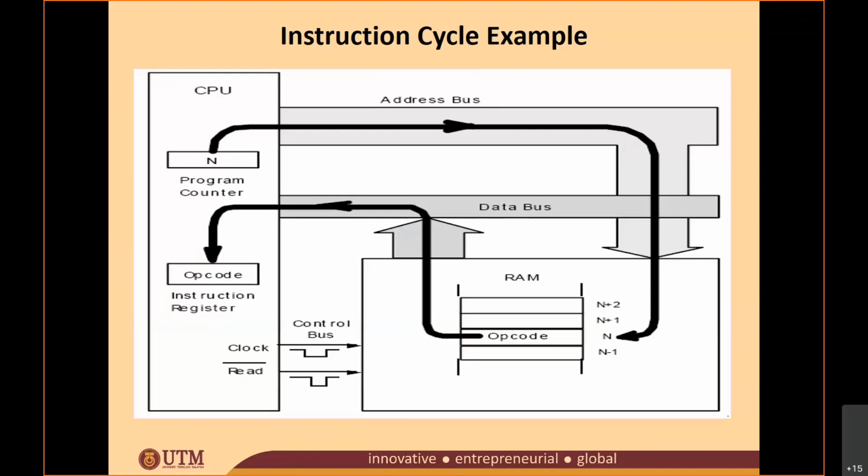So this is your program counter. The program counter takes the address of the instruction and then puts it into your instruction register. Once the instruction is put into the instruction register, the program counter is incremented by 1, and after that, the instruction will be executed.